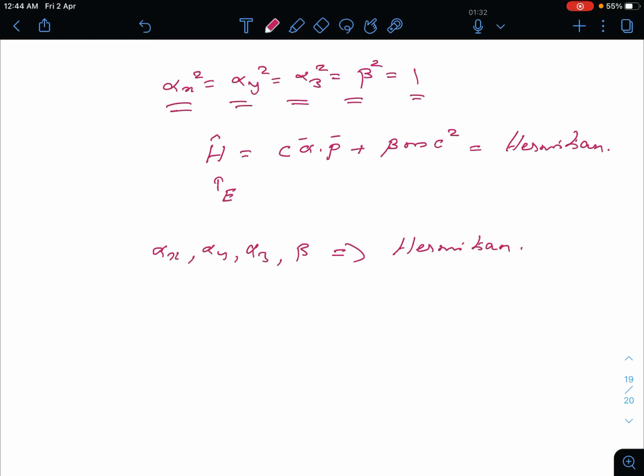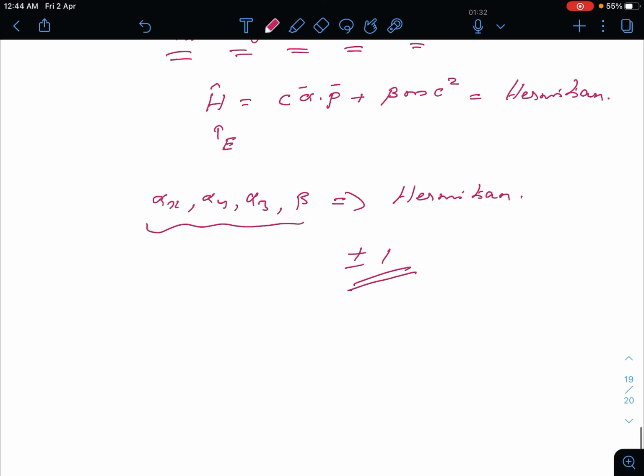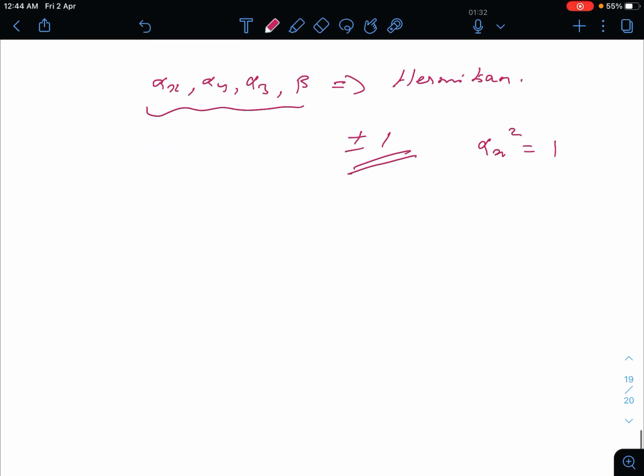So from these we can know the eigenvalues of these matrices. See, αx² is 1, so the eigenvalues are plus or minus 1. If you know how eigenvalues work, then you can say that since αx² is equal to 1, its eigenvalue should be plus or minus 1. Similarly for αy, αz and β.